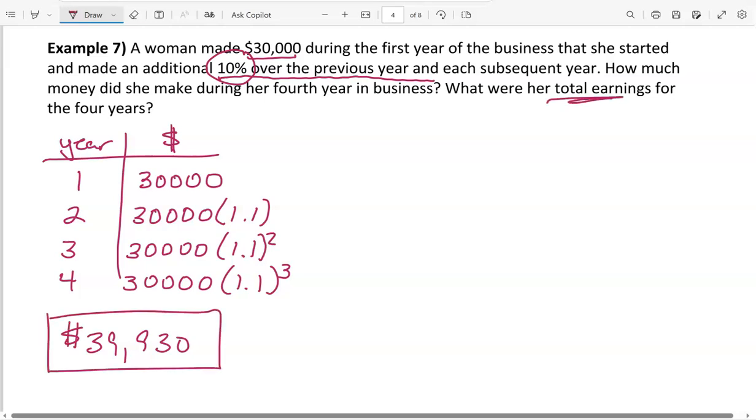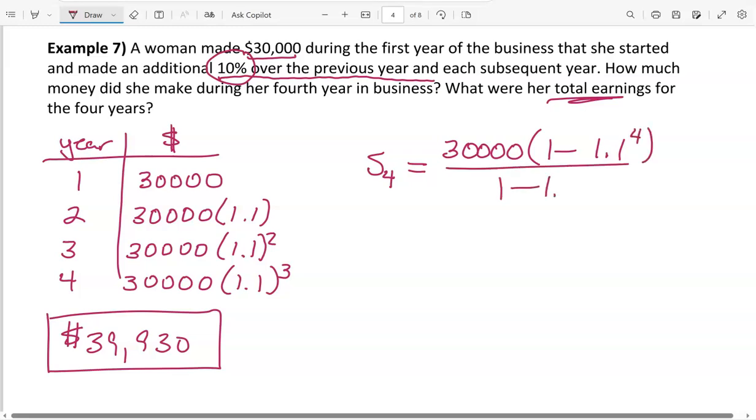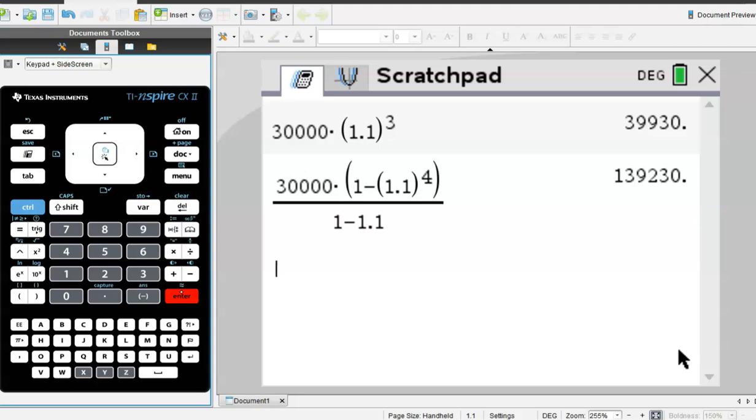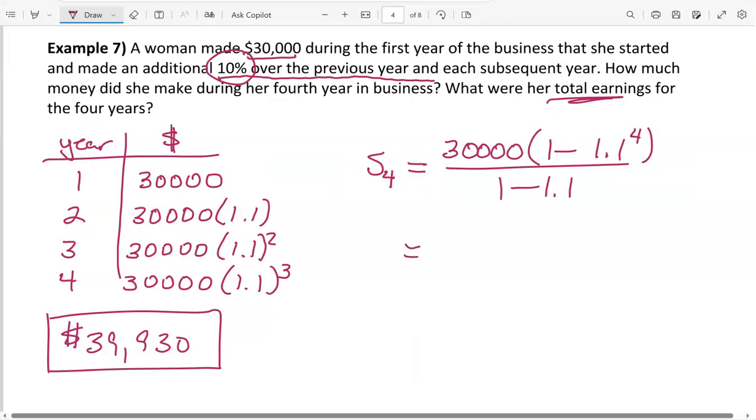And then we want to know her total earnings. That means we're going to add all of these together, or we're going to find the sum of a series. So we're going to use our sum formula. The sum of 4 terms is equal to the first term, 30,000, times (1 minus the ratio, which is 1.1, raised to the fourth power) over (1 minus the ratio). Let's enter that in. 30,000 times (1 minus 1.1 raised to the fourth power) over (1 minus 1.1), and that's 139,230.